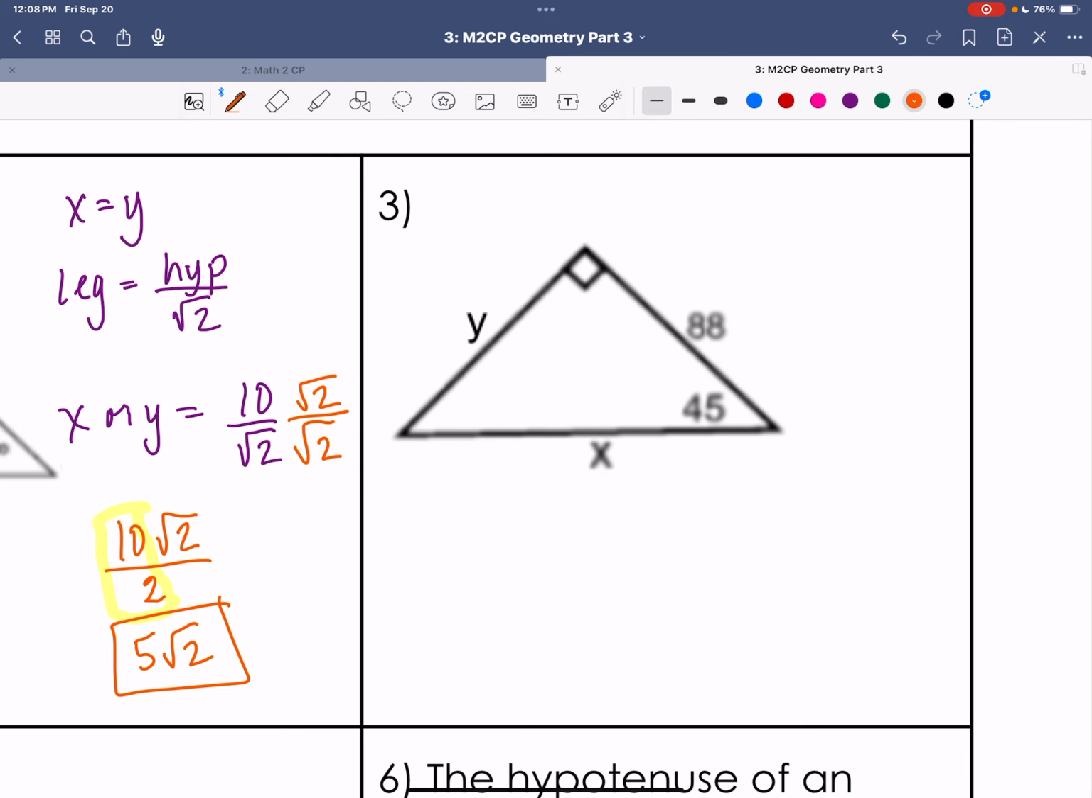It's still the same thing. I've got a 45 here and a 90 here. So I know that the hypotenuse is what you're looking for. 88 is y, because these are congruent. So y equals 88. Then to find x, you just take your hypotenuse, which equals leg times root 2. We just said that the leg is 88. So there you go, your hypotenuse, which is x, is that, and that's it.